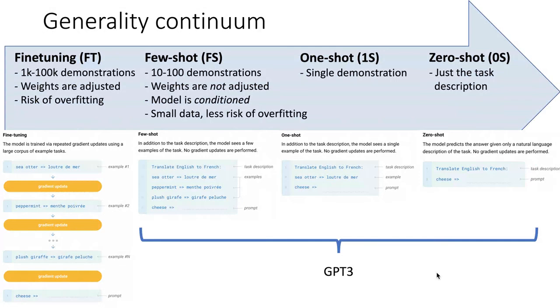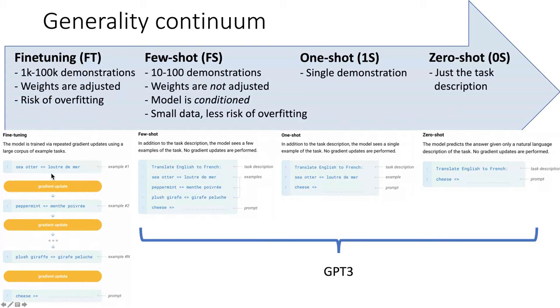So you can kind of see generalization of models as a continuum between fine-tuning all the way to zero shot. Fine-tuning is what we're used to. Here they take a little example in the paper for a translation, where they show example sentences in English and then their translation in French.